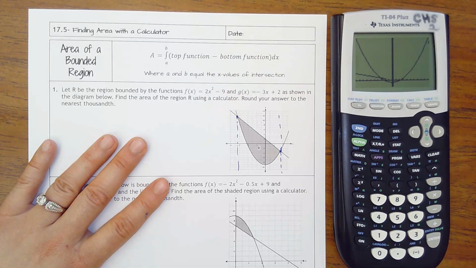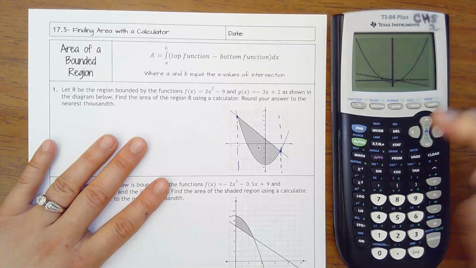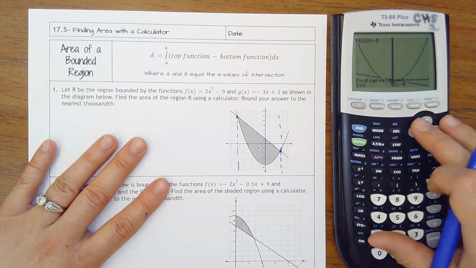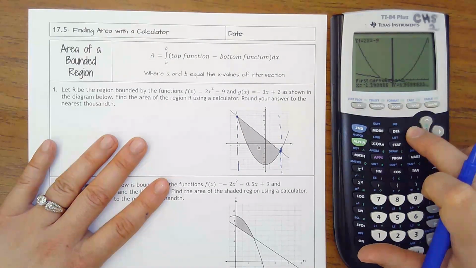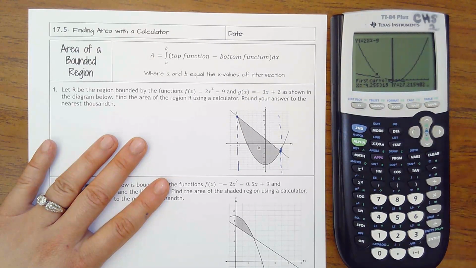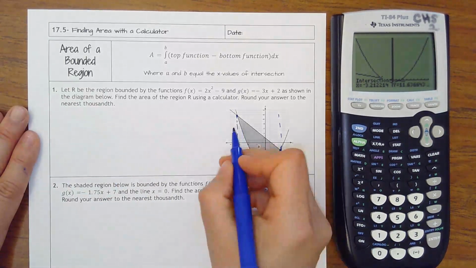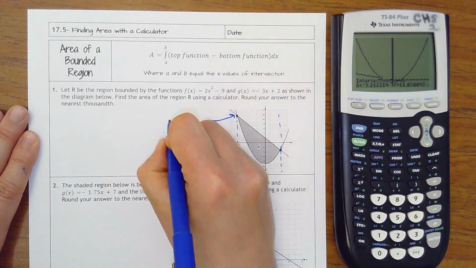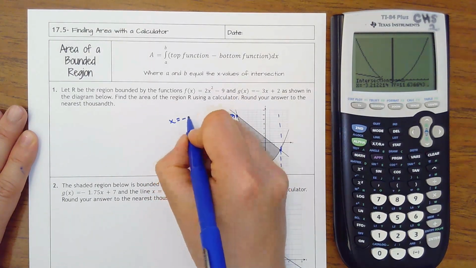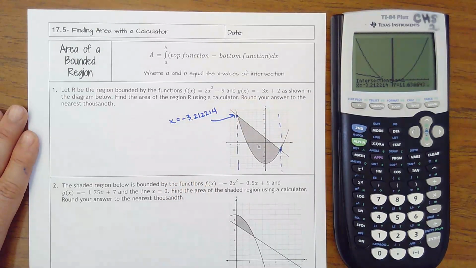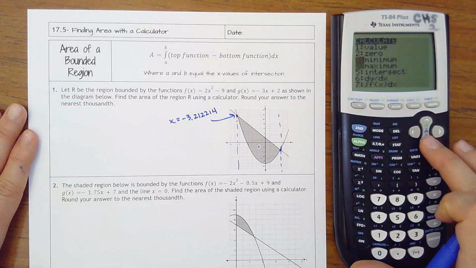Just need to be able to see the 2 points of intersection. Okay, so here and here. I'm going to go second calc, intersect. It is kind of hard to see here. I'm going to go up until I'm above it. Okay, so I can see I'm on the 2x squared minus 9 line. Then the next one automatically puts me on the second line. Hit enter and then enter one more time. So that point of intersection there is x equals negative 3.212214. Would not round. Okay, let's do it again for the other one.